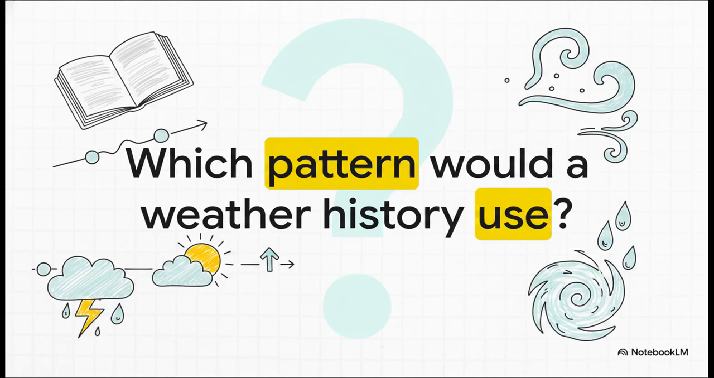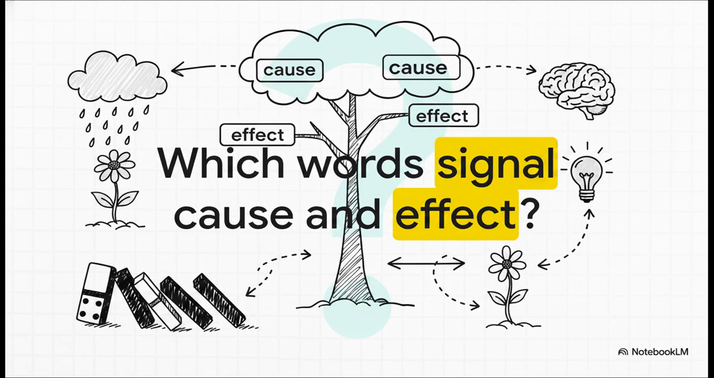Have you got your answer? It would use chronological order because it tracks a series of events sequentially over time. Question 2. Try to recall the transition clues we just discussed a minute ago. What are some words that clearly signal a cause and effect pattern? If you remembered words like because, therefore, or as a result, you hit the nail right on the head. These are dead giveaways that an author is linking an event to its direct consequences.